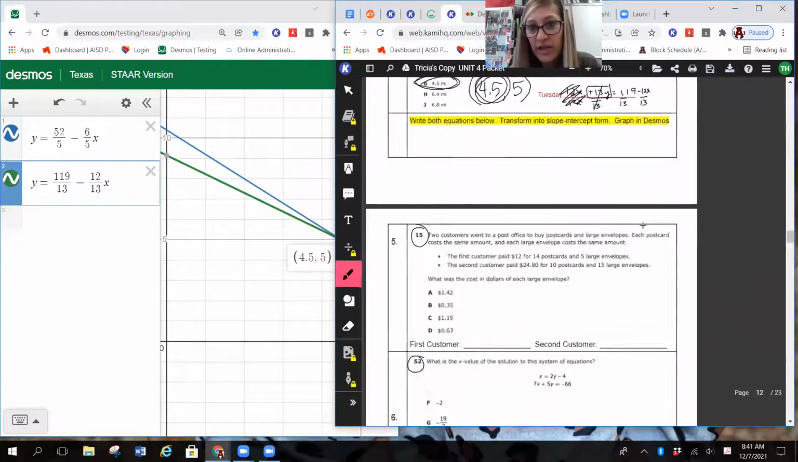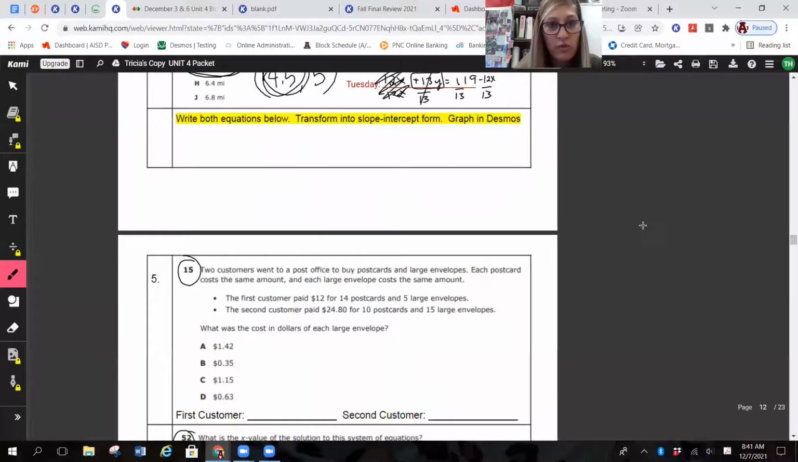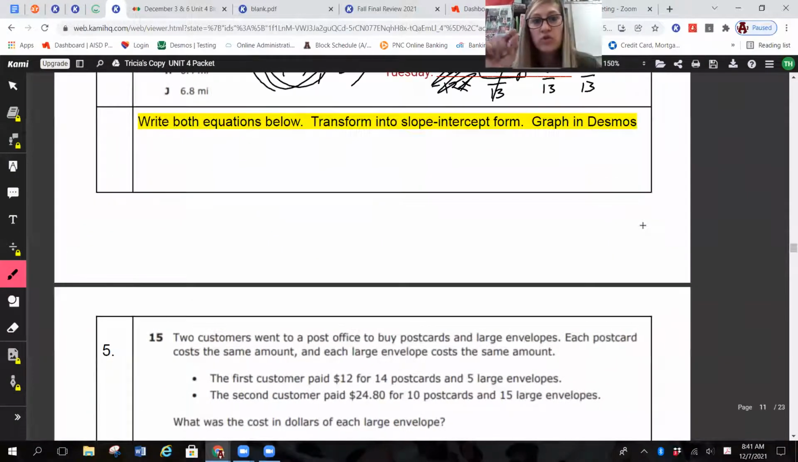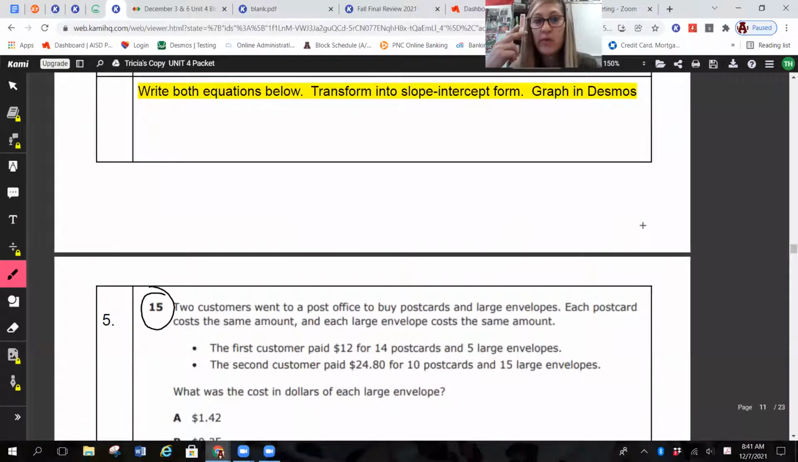So it looks like I tried to give you a tip for number 5, which says write both equations below, transform into slope-intercept form, then graph into Desmos. So we got to write the equation, we got to transform it, then graph it. This is a very meaty, challenging problem, because it has so many steps.